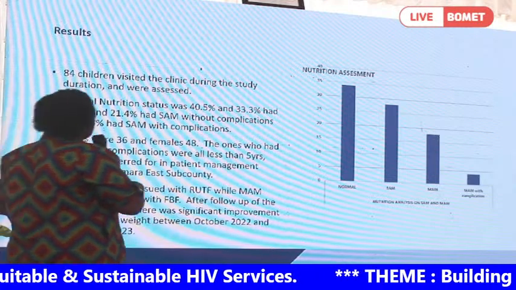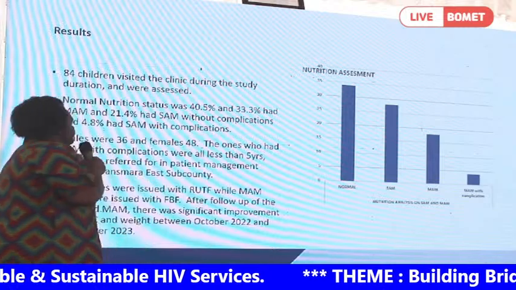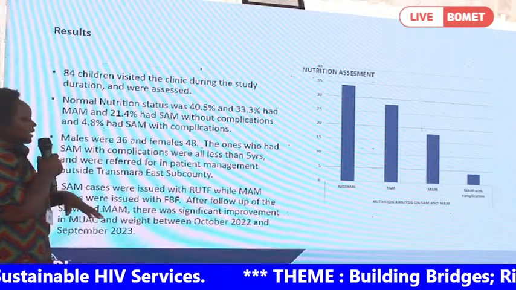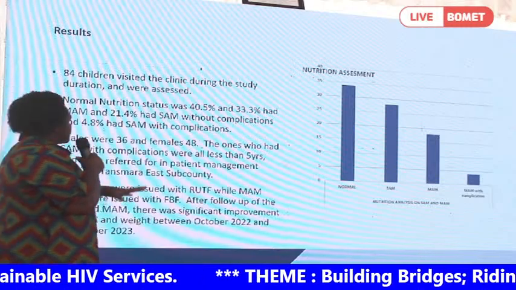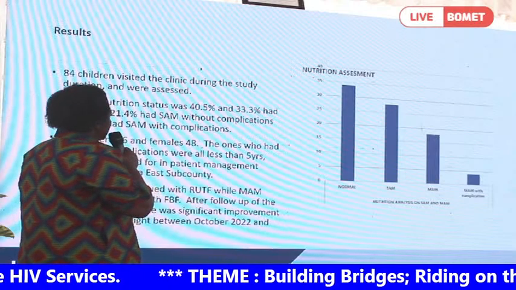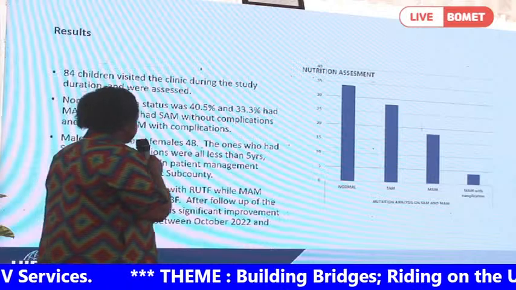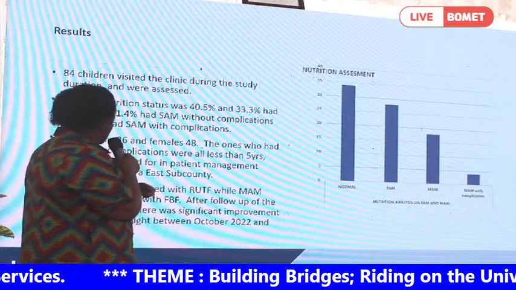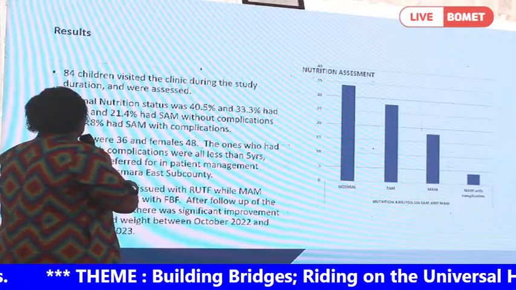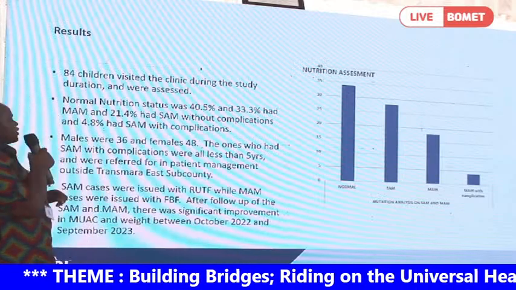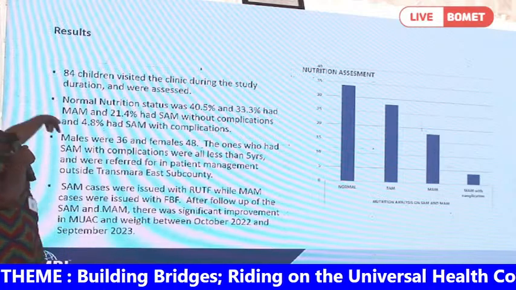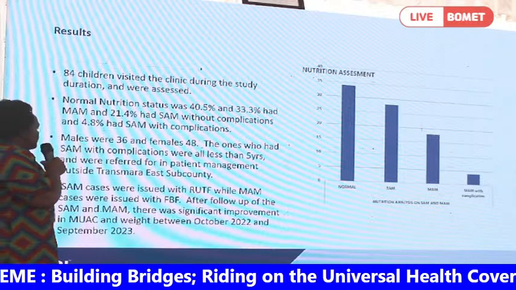The result is this. 84 children visited the facilities, and then nutrition assessment was done. Normal nutrition status was 40% out of that. Moderately malnourished were 33.3%. 21.4% had severe acute malnutrition without complications, and 4.8% had severe acute malnutrition with complications. Among the 84, males were 36 and females were 48.